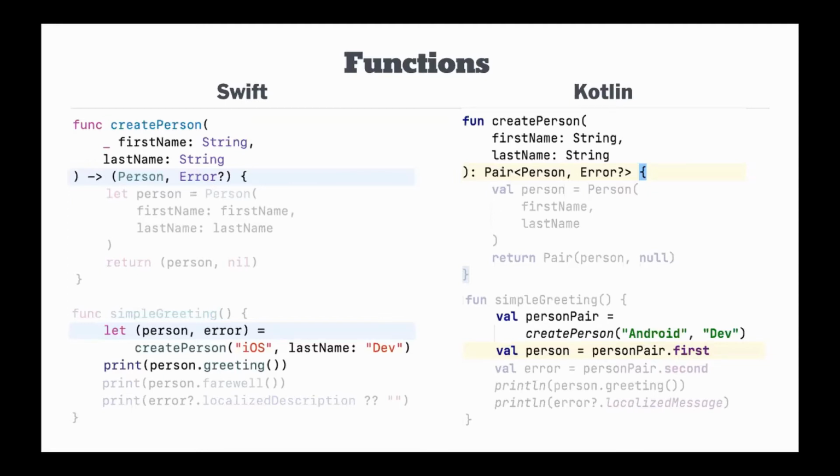This is very different from Kotlin, where we can actually only return a maximum of 3 values with either a pair or a triple. And if we want to return a larger number of values from a function, we must create a new class.